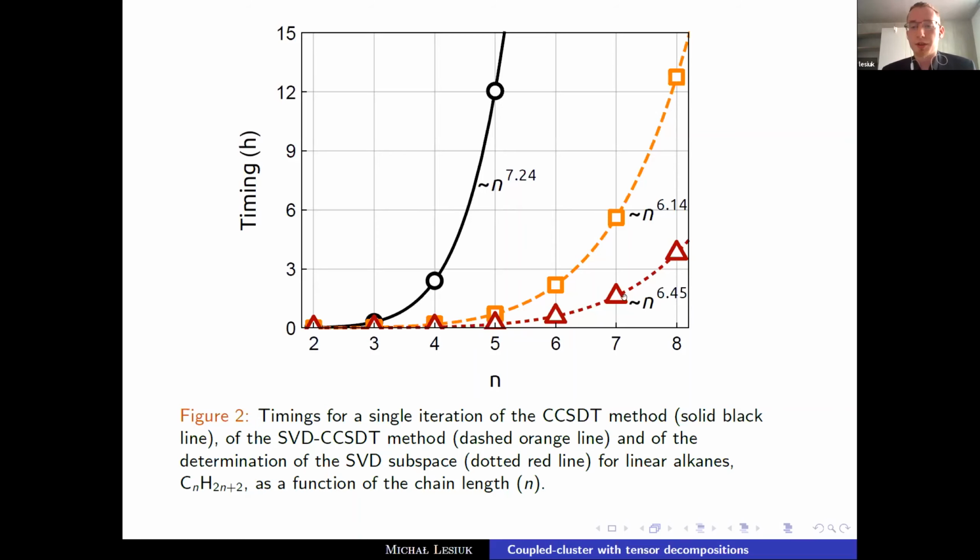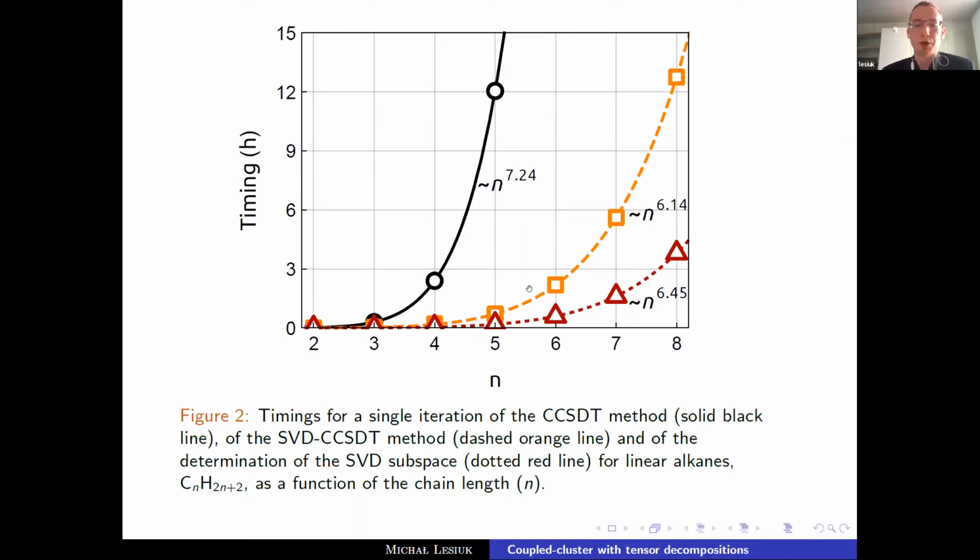The third curve, the red curve, is the scaling that is required for determination of the SVD subspace, because I told you that this is a step that has rigorously n to the 7th scaling, but it's closer to n to the 6th in practice because of sparsity, as you can see here.